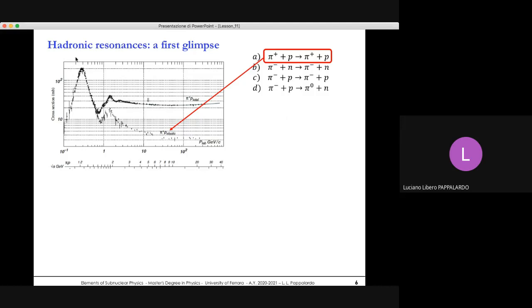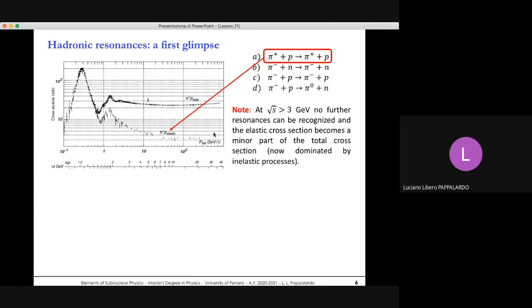We have a huge bump in the cross-section. Consider that the vertical scale is logarithmic, so this is really huge. Then we have several other minor resonances up to essentially center of mass of 3 GeV. Beyond that, essentially the cross-section becomes flat, so there is no more contribution from resonances. And this is what is written here. So essentially, when you go beyond square root of s of 3 GeV, no further resonances can be recognized, and the elastic cross-section becomes a minor part of the total cross-section.